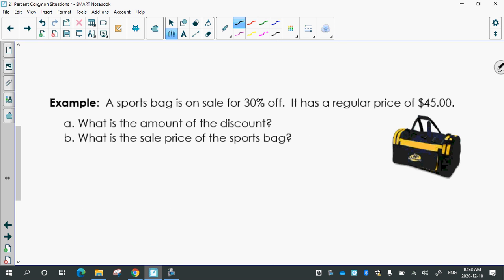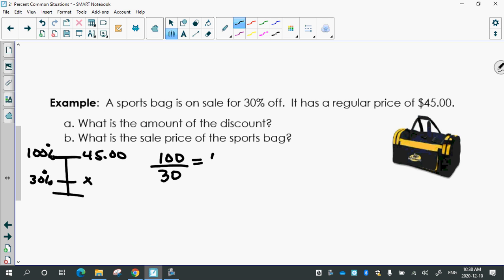All right, so I noticed lots of people making their, Mr. Martin calls it a whisker chart, but see lots of people making it, so they got 100% at the top, and 30% off is below 50%, so put it around there, I guess. And the regular price is $45, and X is how much money I save. But I can make my proportion 100 over 30 equals 45 over X.